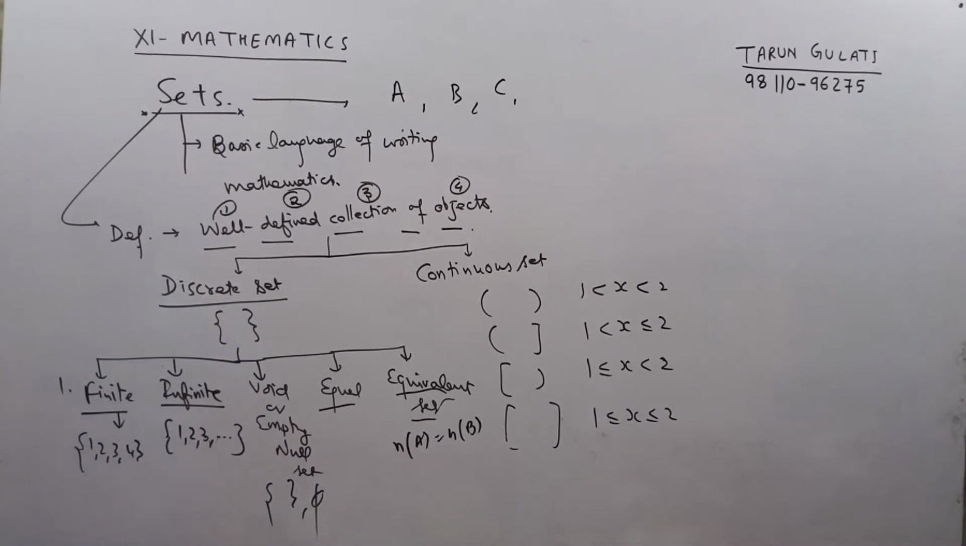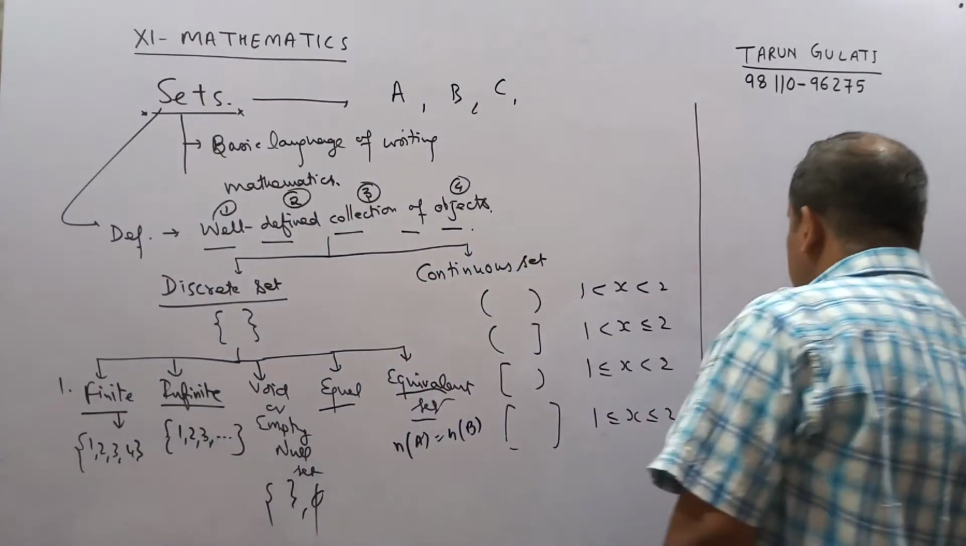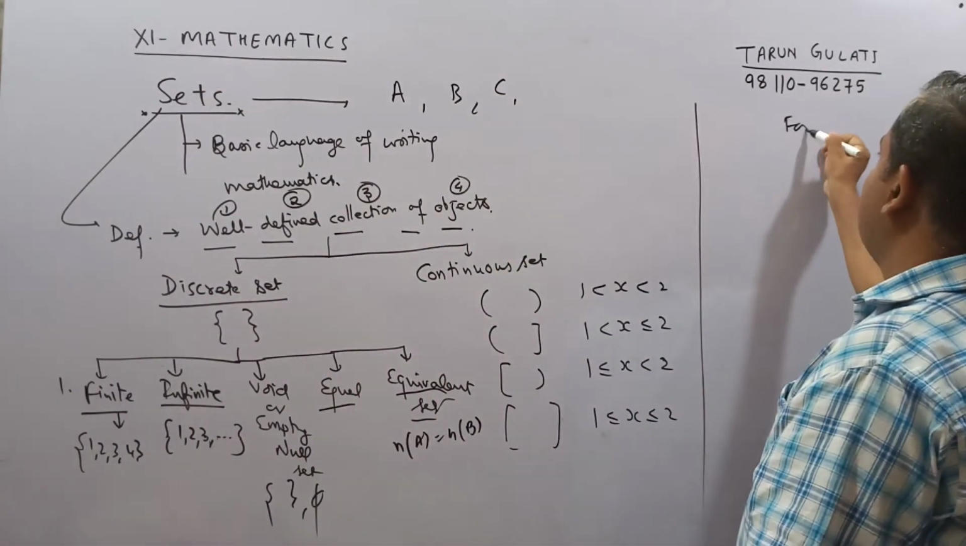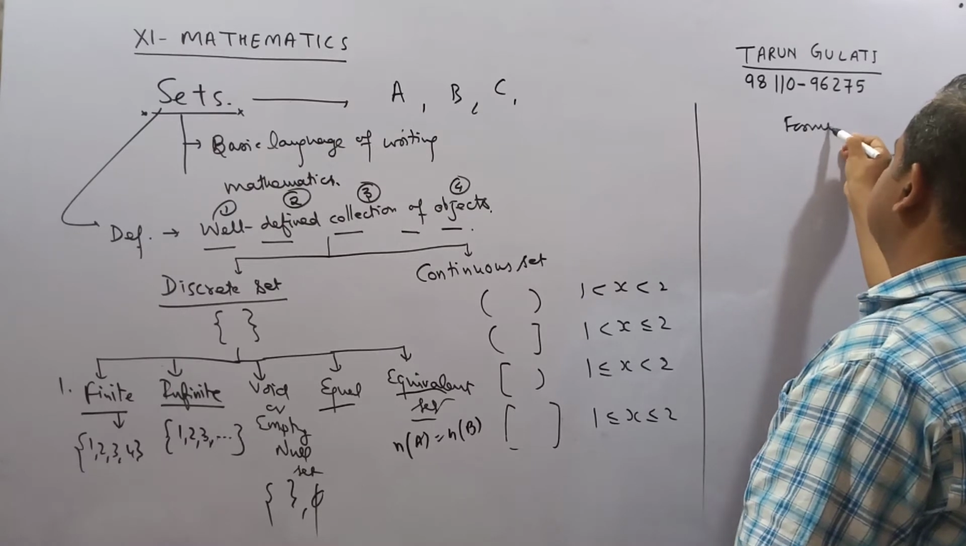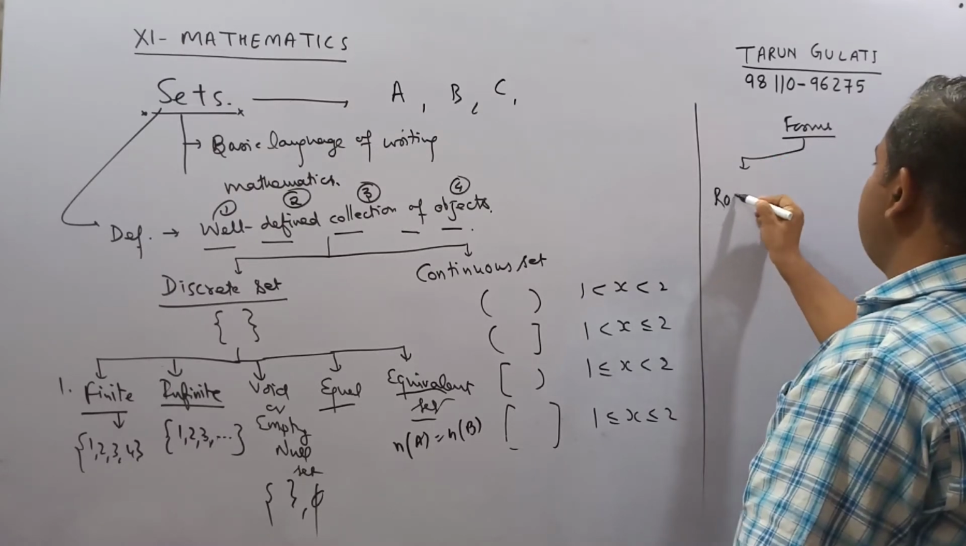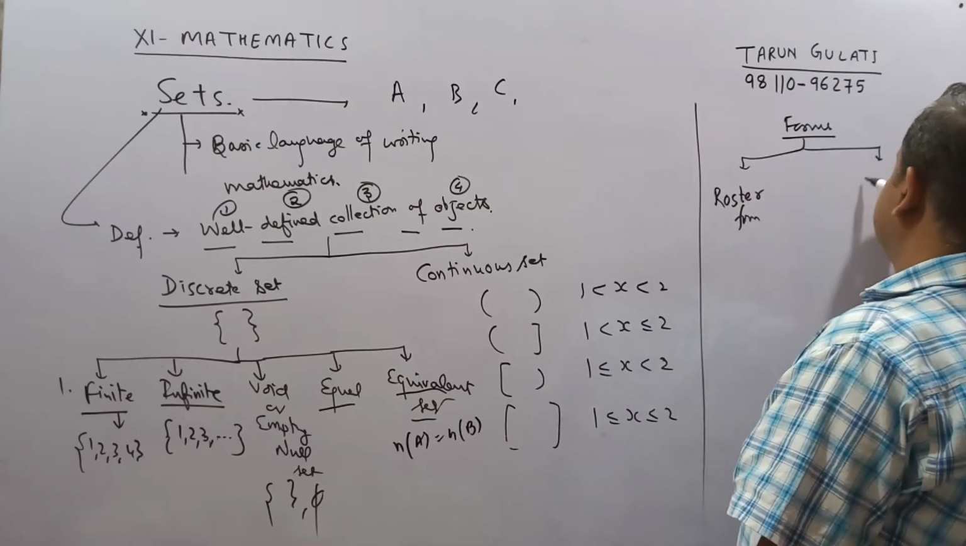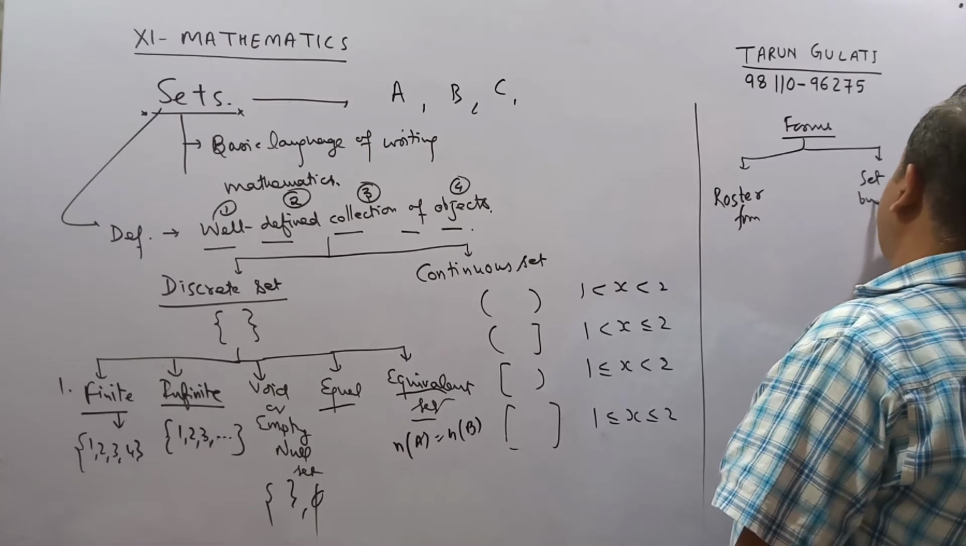Now we have to move forward regarding sets. It can be expressed in two forms. Two forms are there to express sets. Number one, it is roster form. Another, it is set builder form.